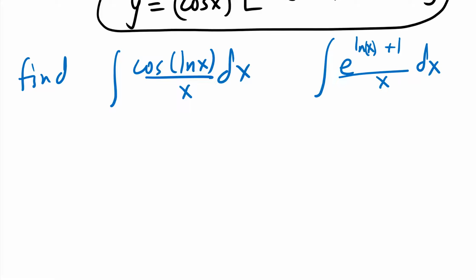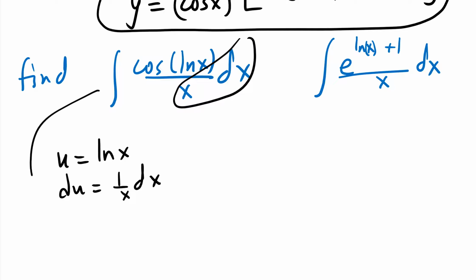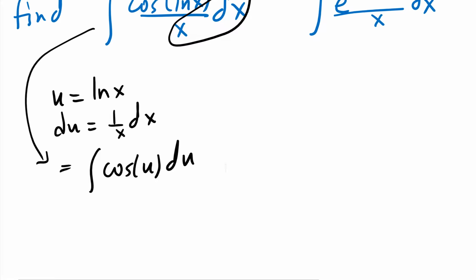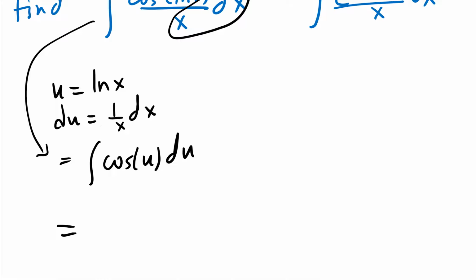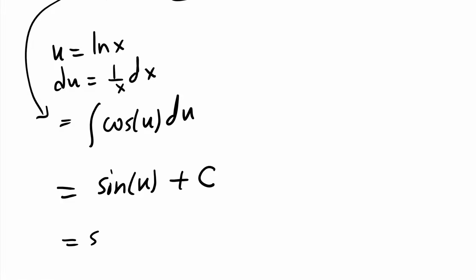To solve the first one, we use the u sub. u equals natural log of x. du is 1 over x dx. Don't forget the dx. So cosine u, and dx over x can be replaced with du. What's the integral of cosine u? It's sine u. Don't forget the plus c. And then you replace the u with natural log of x.